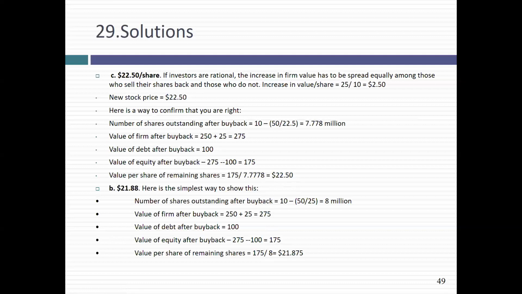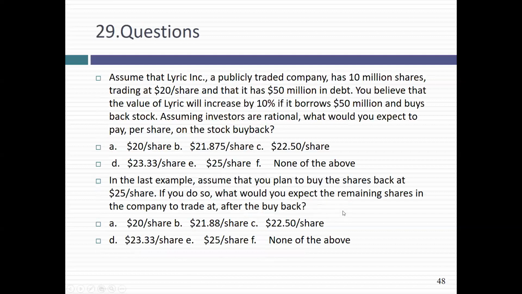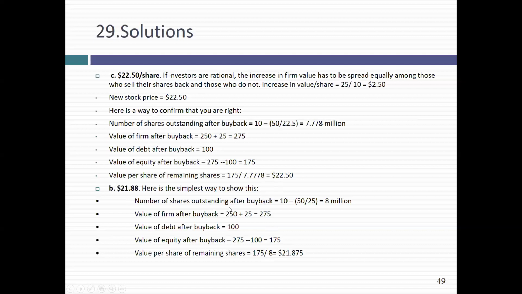So let's see this. The number of shares outstanding is going to be, again, 10 million minus the shares that we purchased, which is $50 million that we had in cash to purchase, divided by 25, because this is what we're paying per share. So we're left with 8 million shares in total. We have 8 million shares rather than 7.778. We have more shares left over because we're paying more for them, and so we can't buy as many.